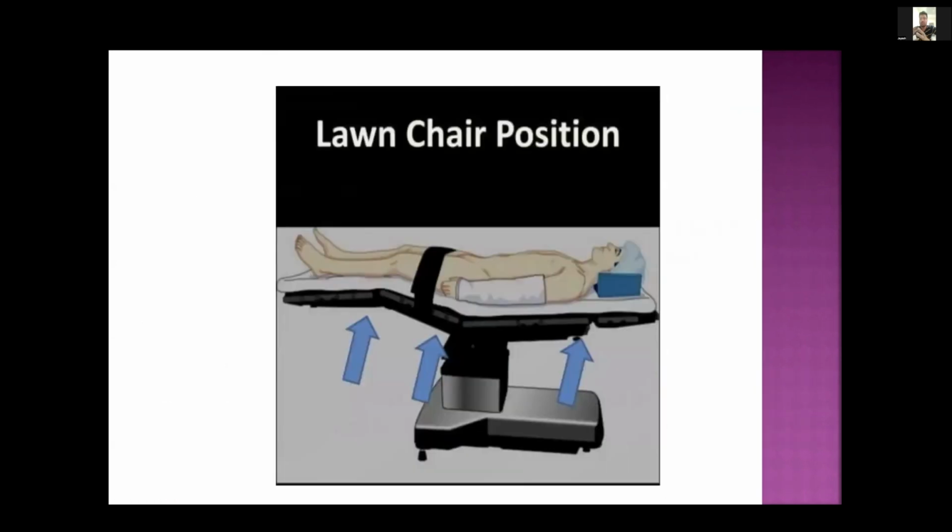The lawn chair position is a modification of the standard supine position. The patient's hip is at the break of the table, so the lower and upper halves of the body are slightly elevated in relation to the hips. This position is better tolerated by the patient and reduces stress on the back, hips, and knees as they are in a slightly flexed position. Abdominal wall tension is also reduced, and better venous drainage is seen in this position.